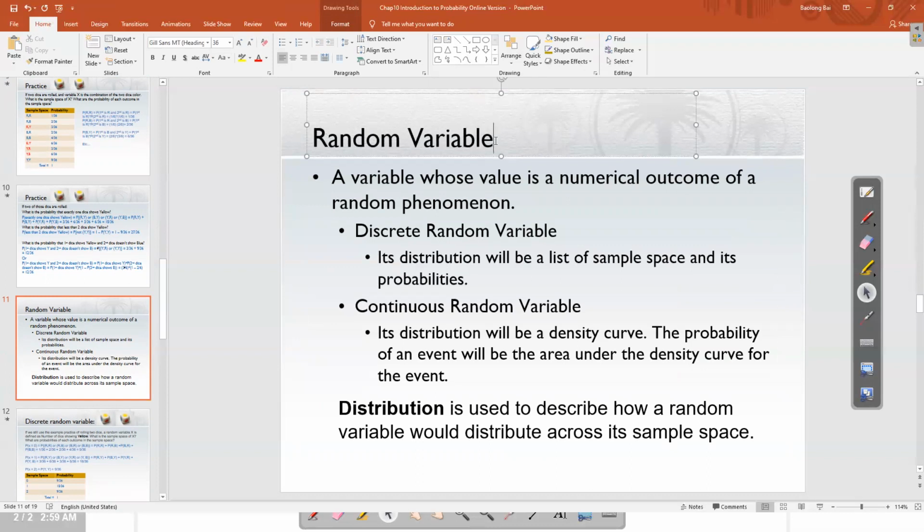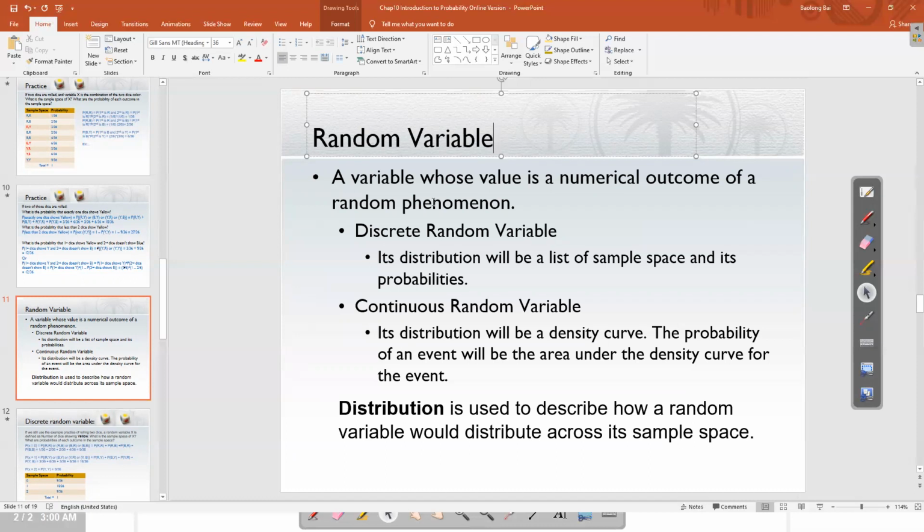So what's a random variable? It's a numerical outcome of a random phenomenon, a random process. So basically, if you define a numerical variable out of a random process, that variable is called a random variable. Since a random variable will take more than one possible outcome, it's not going to be a fixed number anymore, because it comes from a random process, right? So it could have more than one possible outcome.